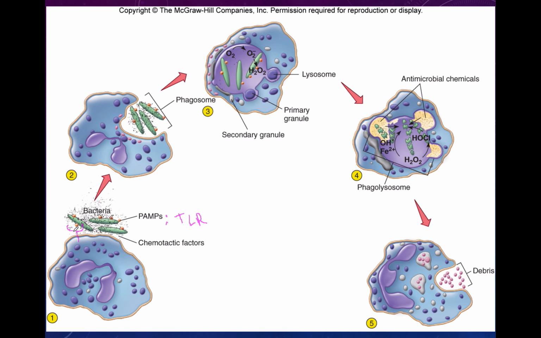Once this binding has happened, that will elicit a response inside the cell, and a physical change will happen. This binding will initiate phagocytosis, which is engulfment first. And remember that they're still physically bound to these pattern recognition receptors. All right. So step number 2 is the engulfment by that phagocytic cell.